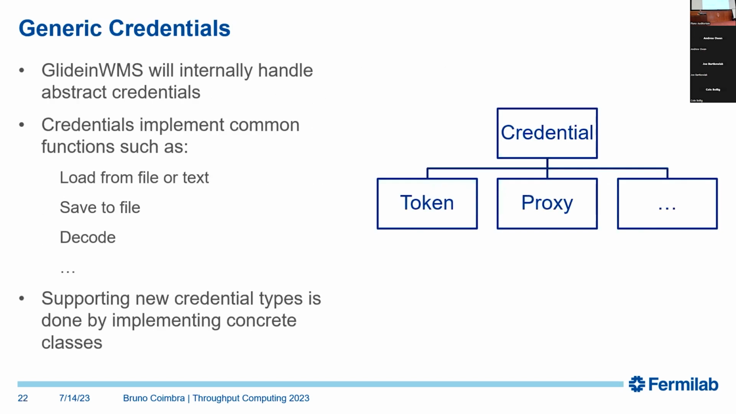So the first part of it is the least, that won't affect many GlideinWMS users, but behind the scenes, what we're doing is that now we have a generic credential class. It's an abstract class that implements basic functions such as loading from file, saving to file, decoding credential. And that is how the GlideinWMS code in general will handle credentials without actually caring about a type. So if we ever need to support new credential types, besides token and proxy, which we have here, we would only have to implement the concrete classes for these specific credentials, and we wouldn't need to touch anything else in the code. GlideinWMS would simply be able to work with them with a new credential type.